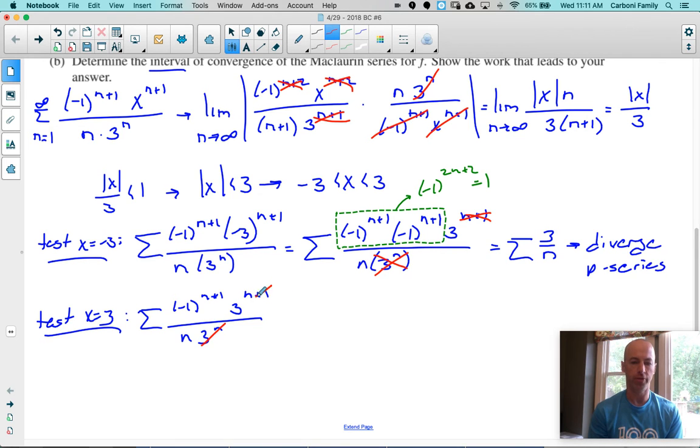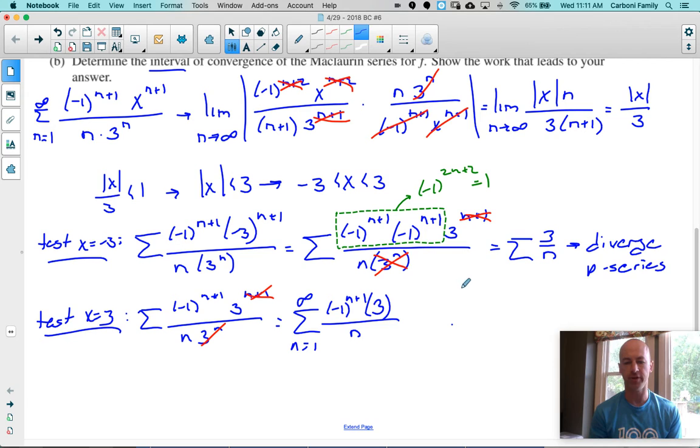There is one more 3 on top and nothing else reduces. So we end up with the alternating series of -1 to the n plus 1, move that 3 over, times 3 all over n, and we are going from 1 to infinity. And so this is an alternating series.